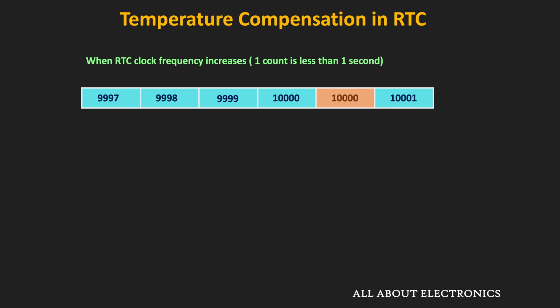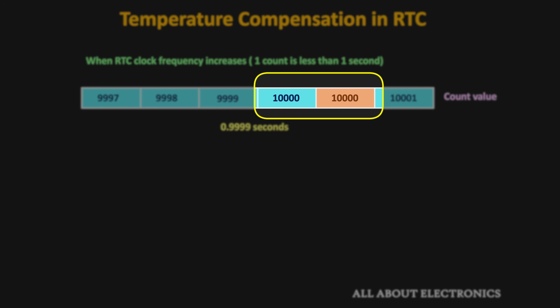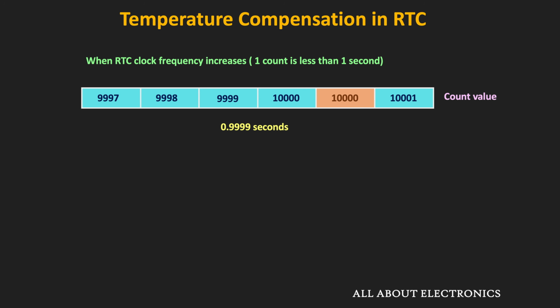In one method, due to the change in the temperature, if the frequency of the crystal oscillator increases, then the 1 count is less than 1 second. Let's say now a 1 count corresponds to 0.9999 second instead of the 1 second. So now in the timekeeping register, when the count value reaches 10,000, it actually corresponds to 9999 seconds. In such a case, the timekeeping register can repeat the count value after the 10,000 counts, and in this way it can compensate for the time.